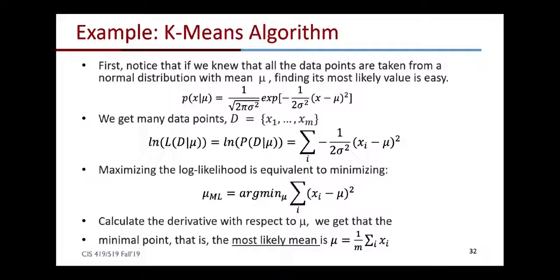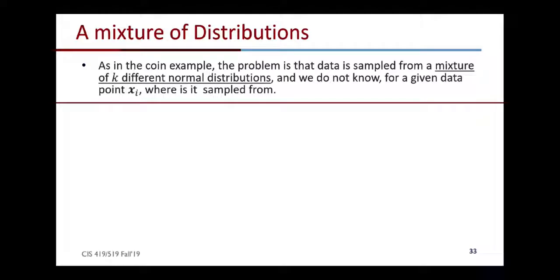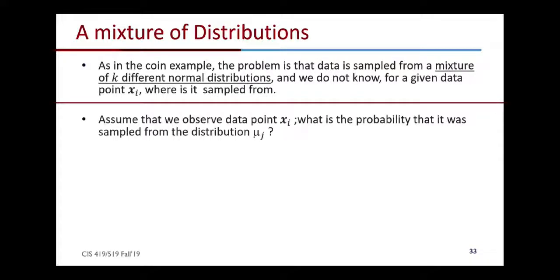Okay, so the problem is easy if someone tells us all these points have label mu. But the problem is that we're not given that. We're given a mixture of k different normal distributions, and when we look at a data point we don't know which mu it came from. Could be mu1, mu2, up to mu k. And that's our problem. Exactly the same thing as the coin, just with a different probability distribution. So just like before, we're going to label them, choose a mu, replace the points, and keep on going.